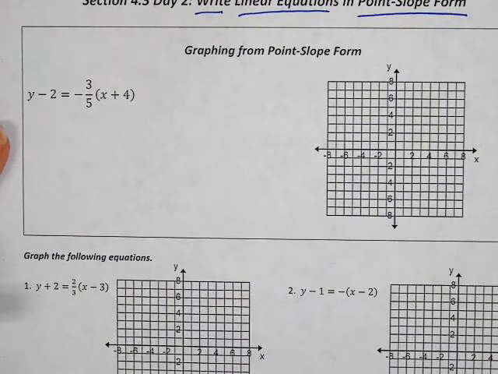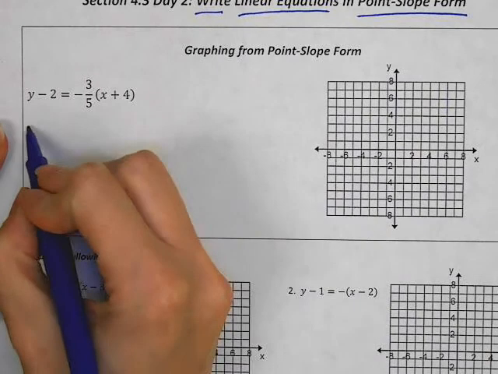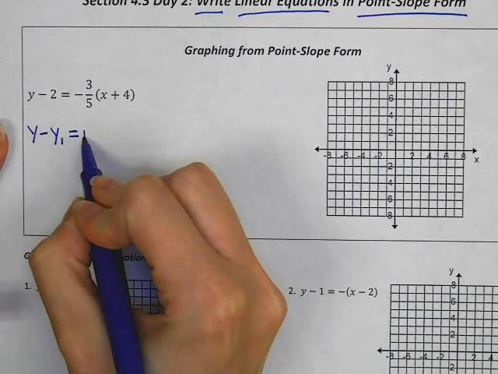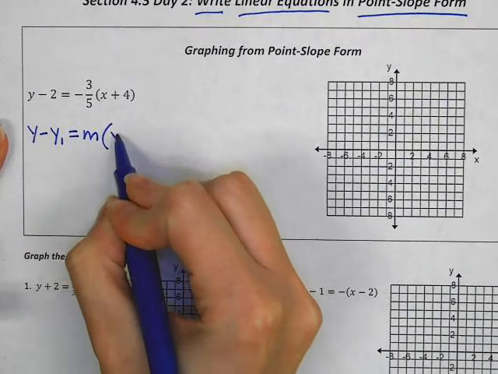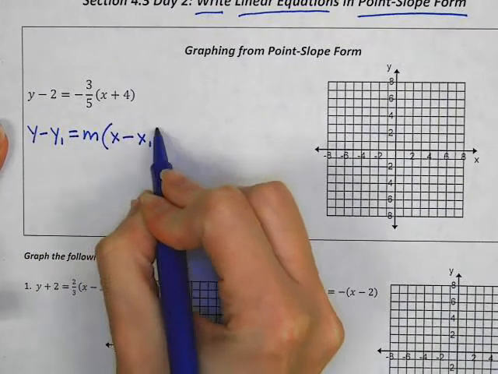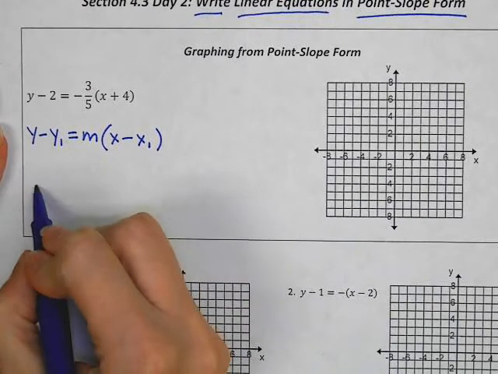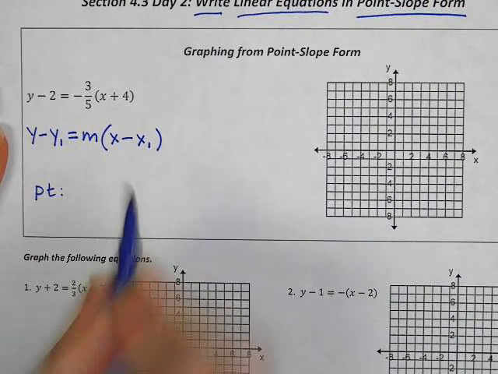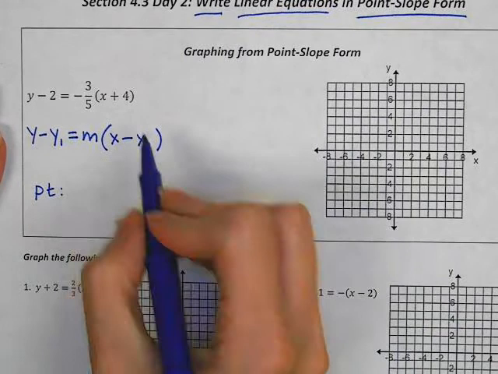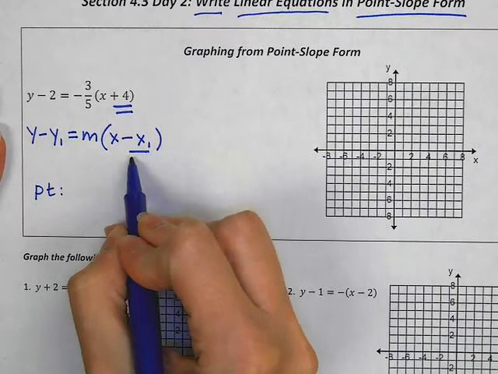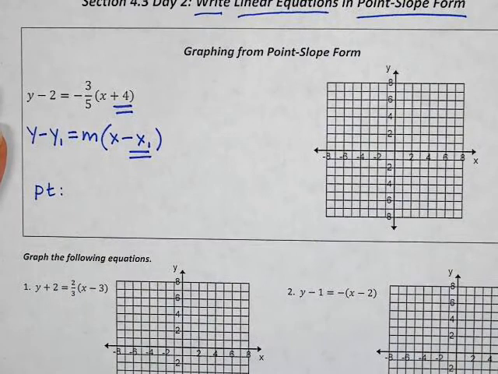So let's remind ourselves what point-slope form was. It was y minus y1 equals m times x minus x1. Okay, so how do we make a graph given an equation in point-slope form? Well, we need to start with a point. And point-slope form easily gives you a point. This number here, its opposite is going to be the x value.